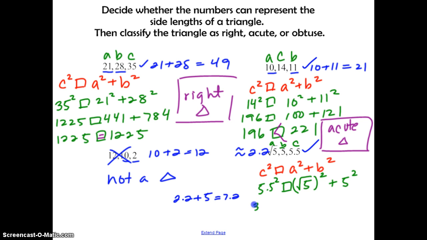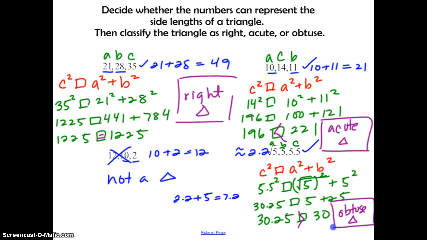5.5 squared is 30.25. The square root of 5 squared, those are going to cancel each other out, so we're left with 5. And then 5 squared is 25. So we have 30.25 box 30. And then when we compare this, just barely, c squared is greater than a squared plus b squared. So in this case, we're going to have an obtuse triangle.